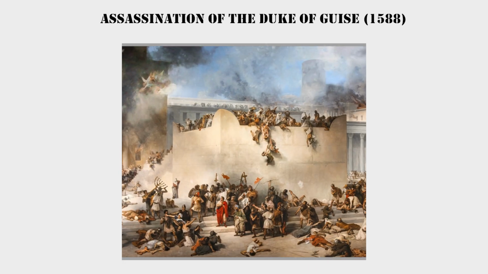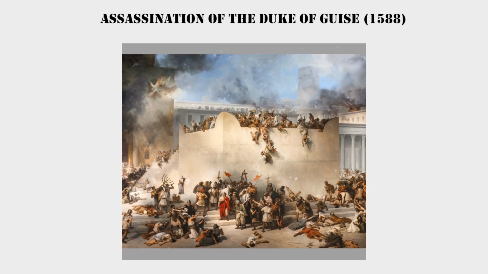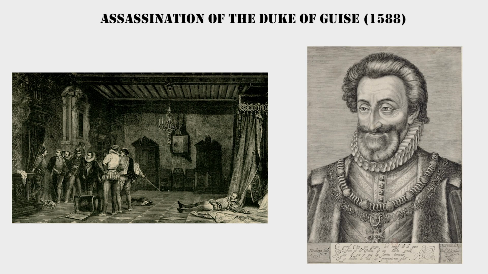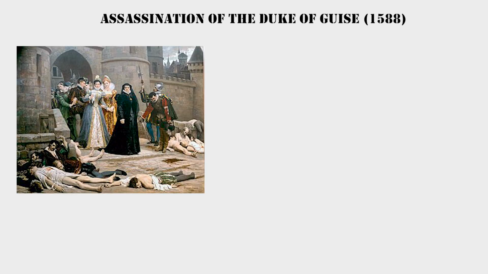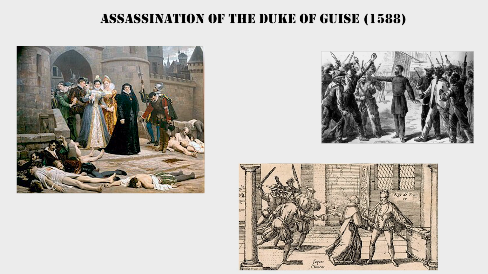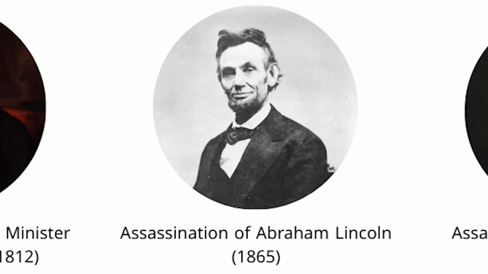The killing enraged Catholic factions, sparking renewed violence. Henry III himself was assassinated months later, allowing the Protestant Henry of Navarre to take the throne as Henry IV. This back and forth of political killings prolonged the Civil War, ensuring more years of bloodshed between Catholics and Huguenots before fragile peace returned.